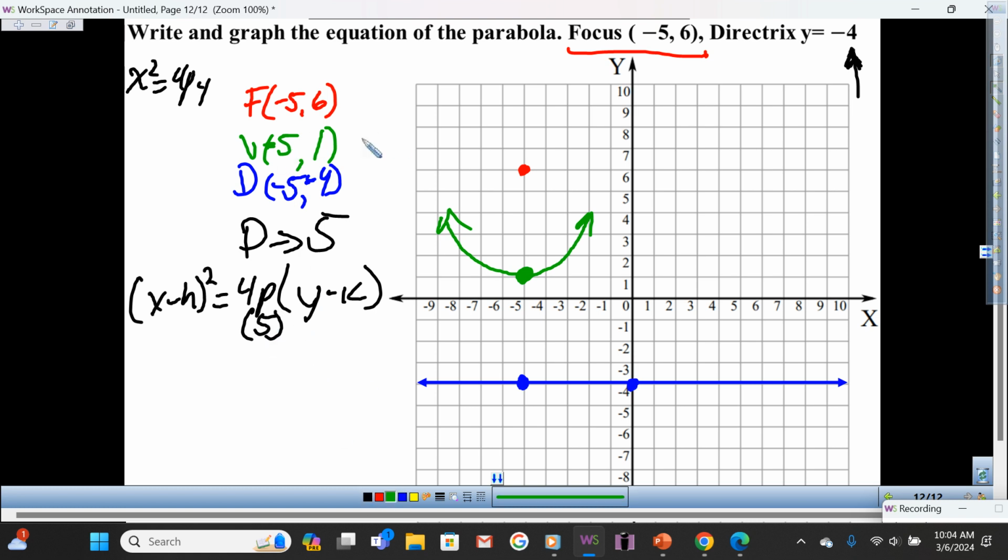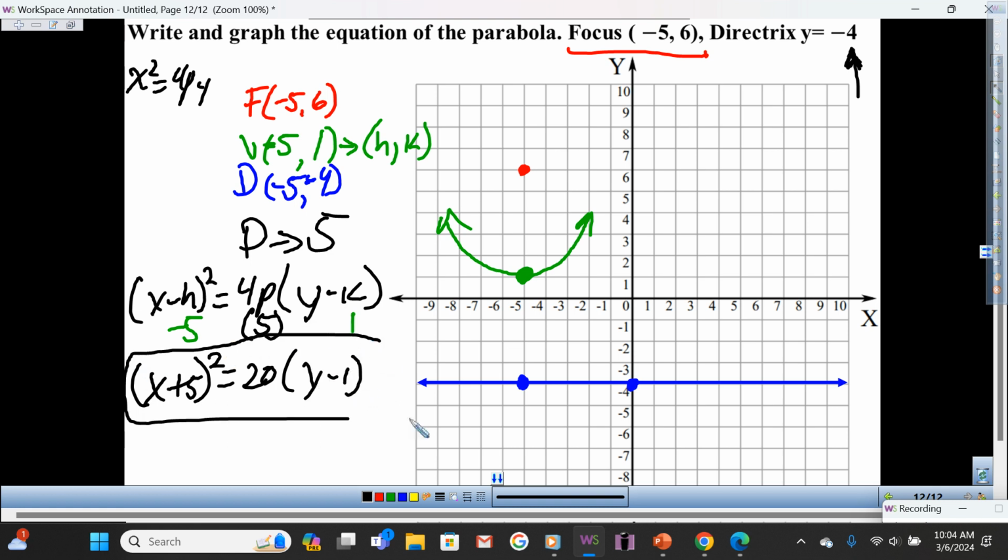We substitute H and K. We said that the vertex, this one, has H and K. What is H? -5. What is K? 1. We simplify. X, negative times the negative is a +5, squared equals 4 times 5 is 20, y minus 1, and this is our standard form equation. By now we should be experts at this, yes?